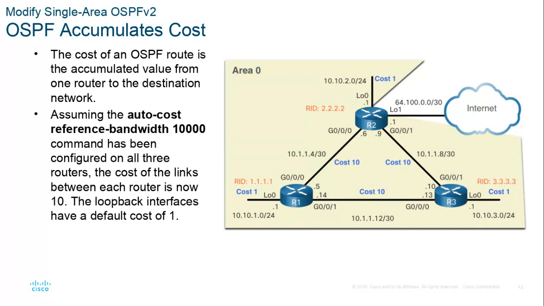So look at R1, my pencil here. R1, what's the best, lowest cost method to get to R3? Well, if I go this way, the total cost is 10. If I go through the other router, it's 10 plus 10, which is 20. So that's the lowest cost. That's how it figures the best method with the fastest bandwidth between one point and another point.